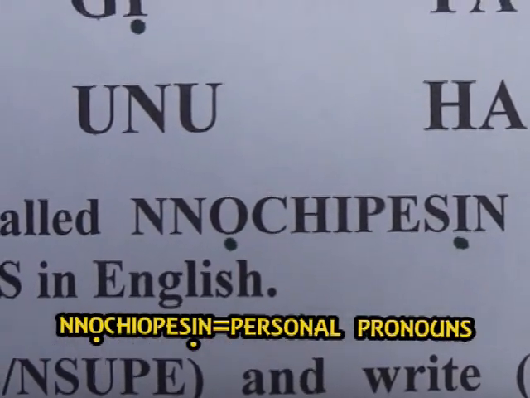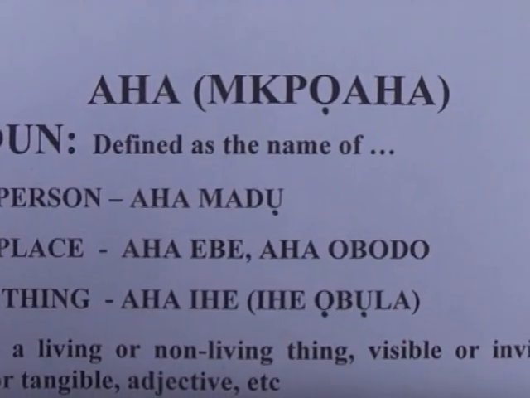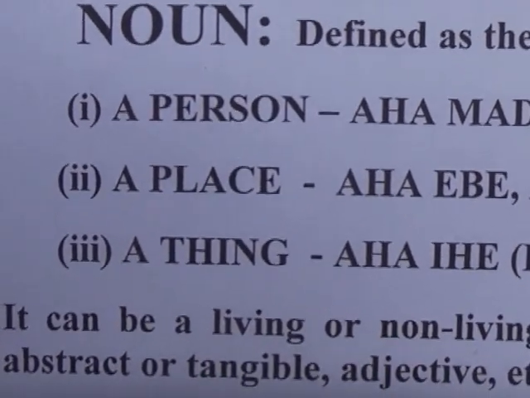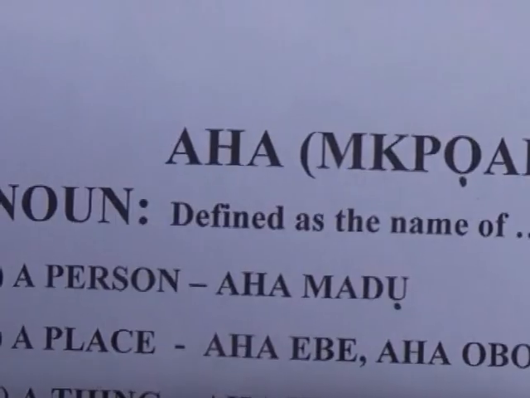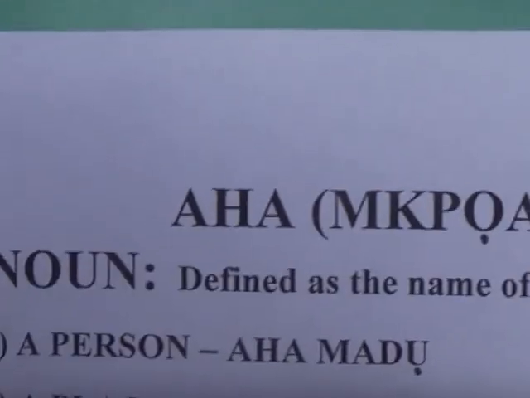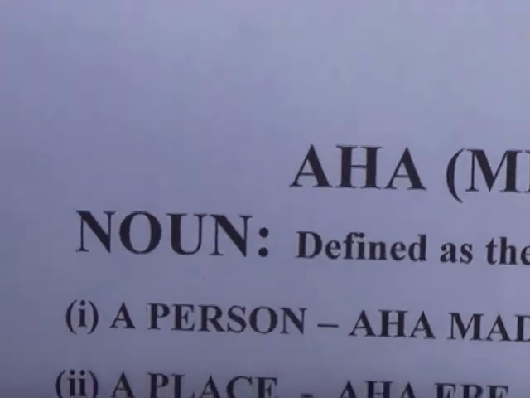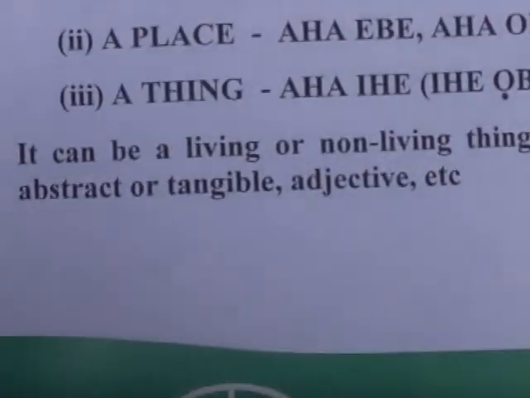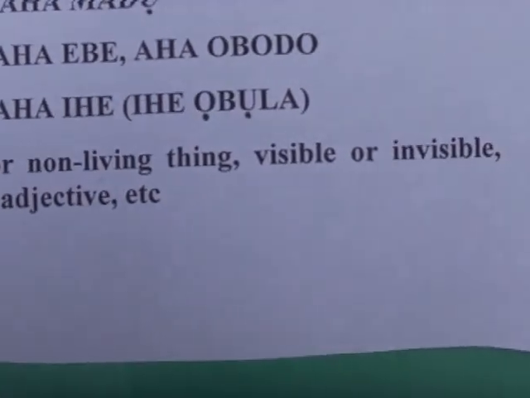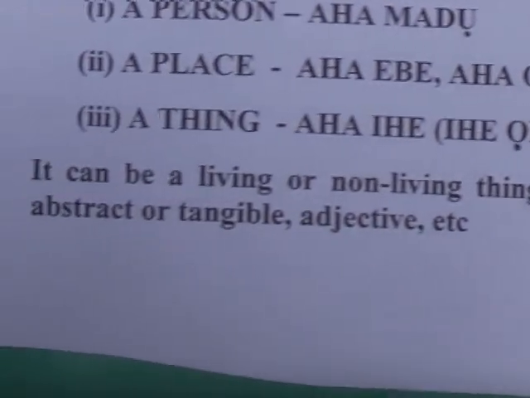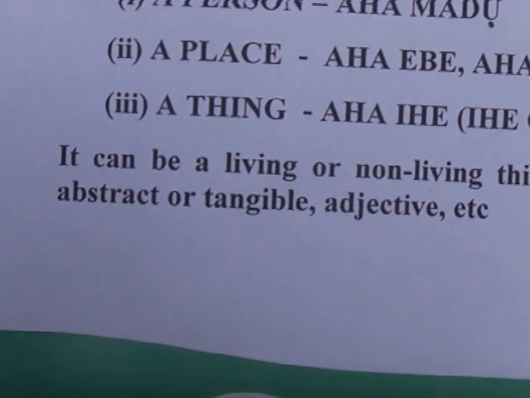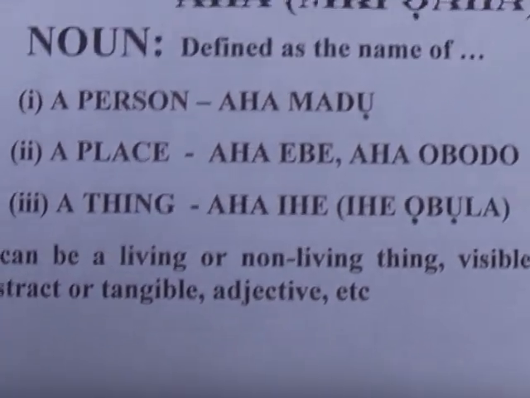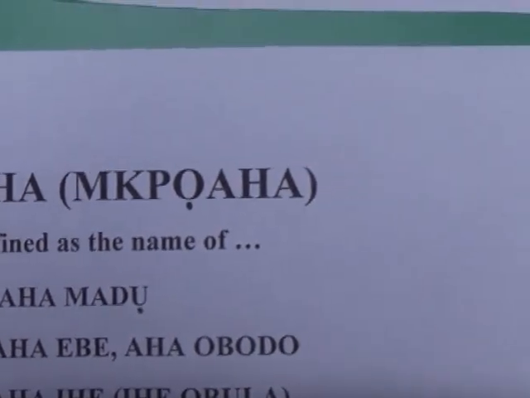Say it, nnochi person. You know that a noun is defined as the name of a person, a place, or a thing. Aha is the same thing as noun. It can be a living or a non-living thing. It can be visible or invisible. It can be abstract. It can be tangible. It can be an adjective. There are various forms a noun can take. They are all called aha or mpo aha.